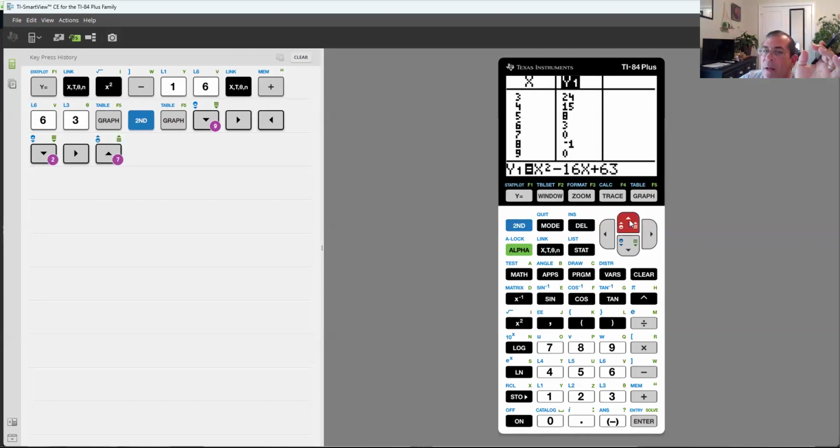So if you're weak at graphing, factoring, graph it and see where those zeros are, okay? Because those are your solutions.